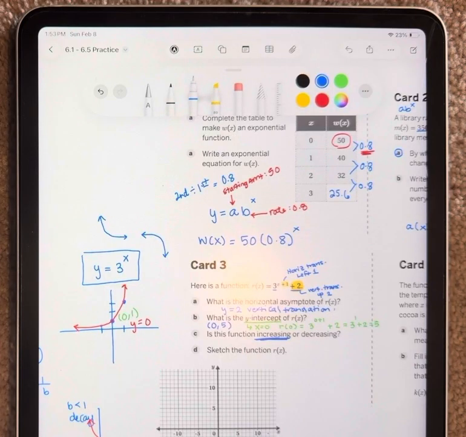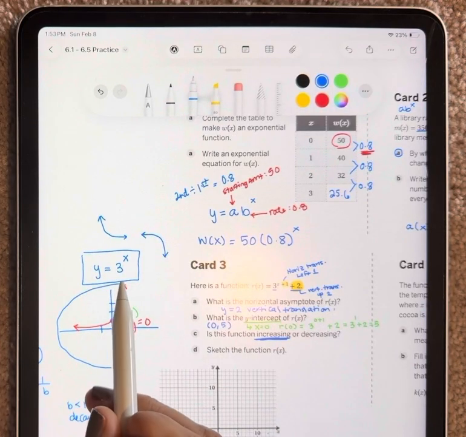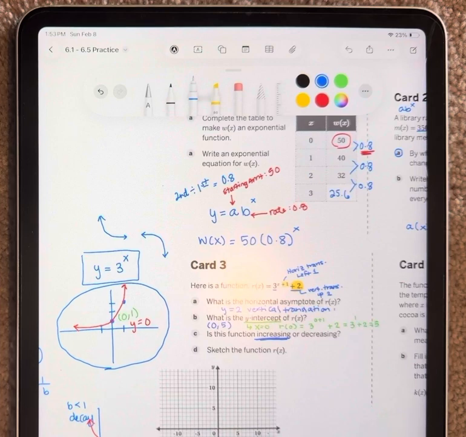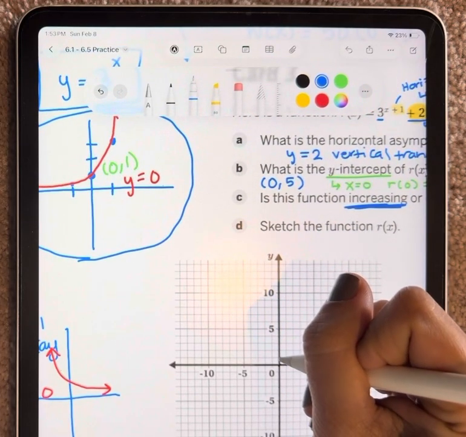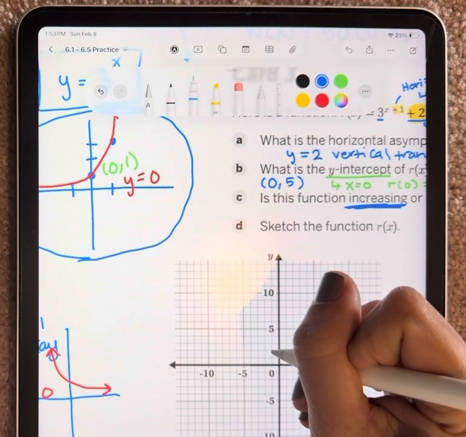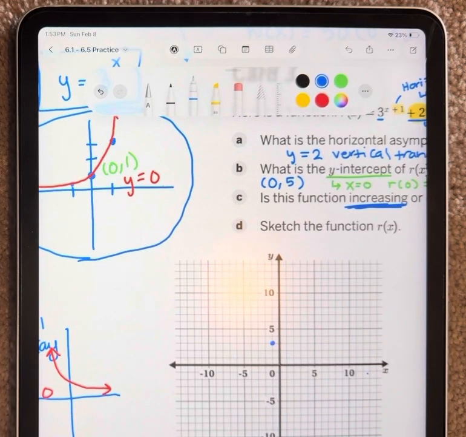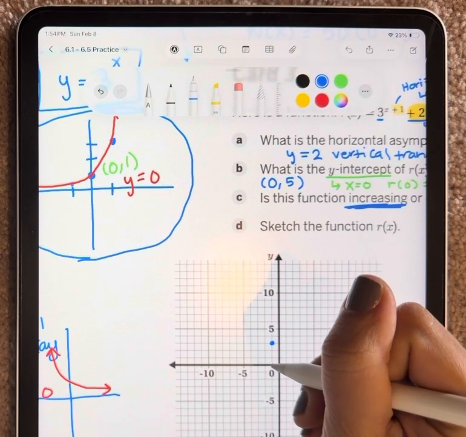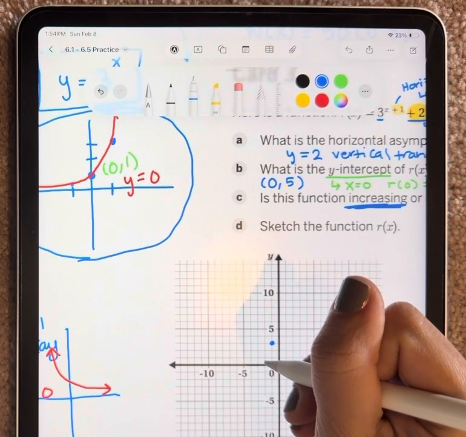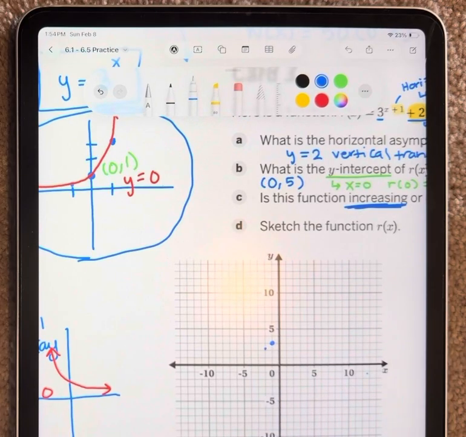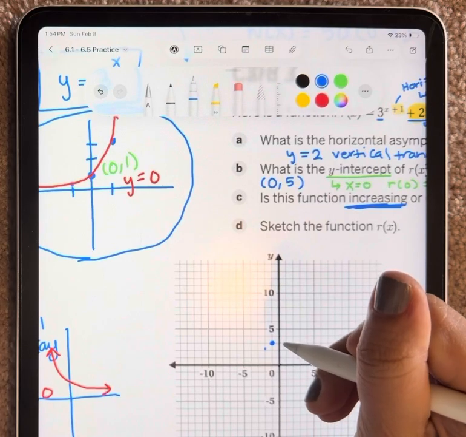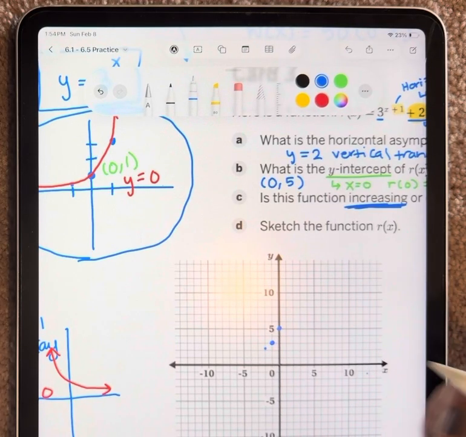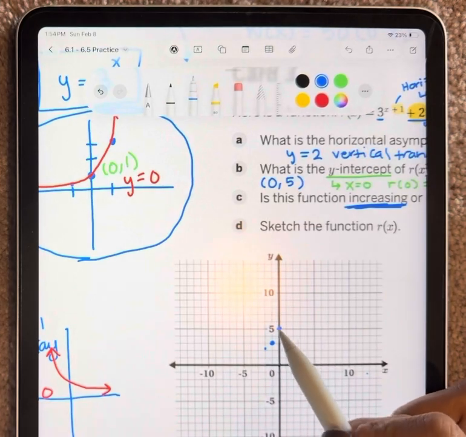And now they want me to sketch it. I already have a beautiful sketch of my parent function. All I got to do is move it left 1 and up 2. So there was a point at 0, 1. I have to move this left 1 and up 2. There was a point at -1, 1/3. I have to move that left 1 and up 2. And then there was a point at 1, 3. But I'm going to move it left 1 and up 2 to get the same shape as that over here.